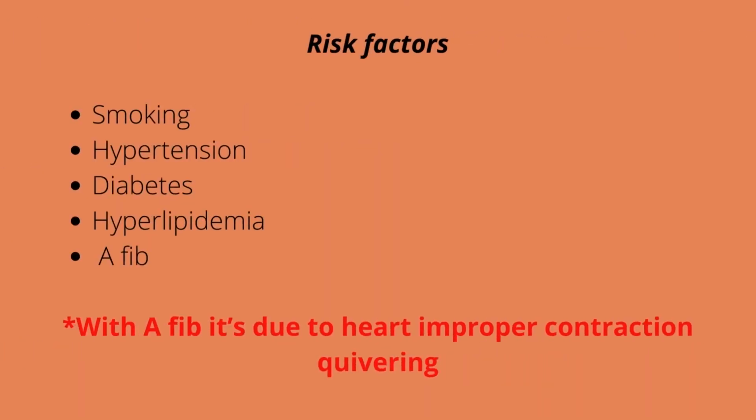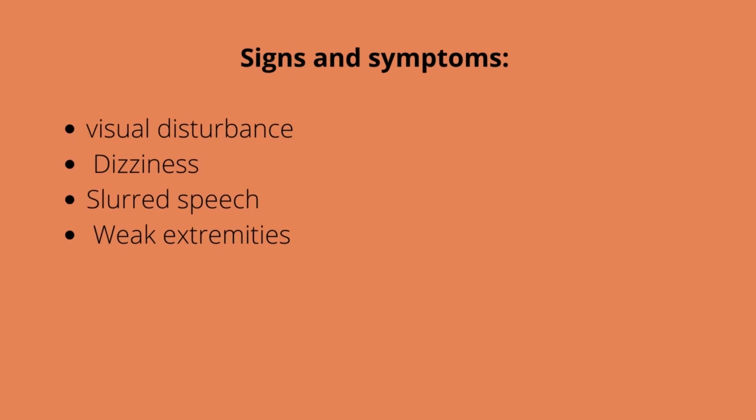What are our risk factors? Risk factors include smoking, hypertension, diabetes, AFib, hyperlipidemia, and with AFib, it is due to the heart's improper contraction, it's quivering. So the quivering and improper function could cause these blood clots. Some signs and symptoms of this include visual disturbance, dizziness, slurred speech, as well as weak extremities.